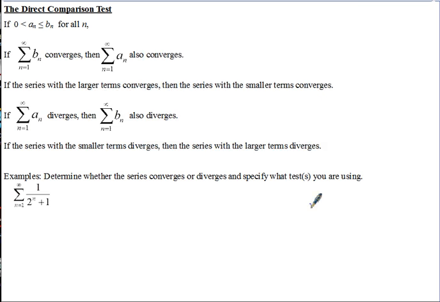These are the notes for AP Calculus on the topic of the direct comparison test and the limit comparison test. So for the direct comparison test, notice it's referred to as a comparison test. Compare the series to another series that's similar to it. And because of that, this is always used in conjunction with another test.